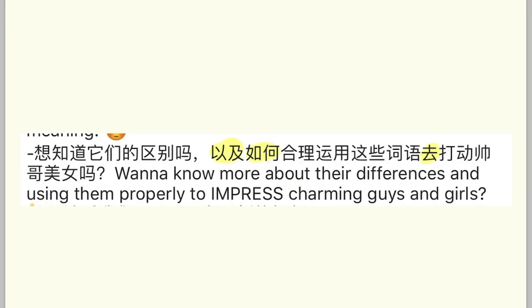The fourth one, 想知道它们的区别吗？以及如何合理运用这些词语去打动帅哥美女吗？ So let's tackle the second part again because it's quite long. After the comma, we have a word 以及 meaning and, then 如何 meaning how to. 合理运用这些词语 means how to properly use these words. So we have another keyword here, 去. Remember what we've talked about? 去 means to or in order to or for the purpose of. So how to properly use these words to do something, to impress charming guys and girls.